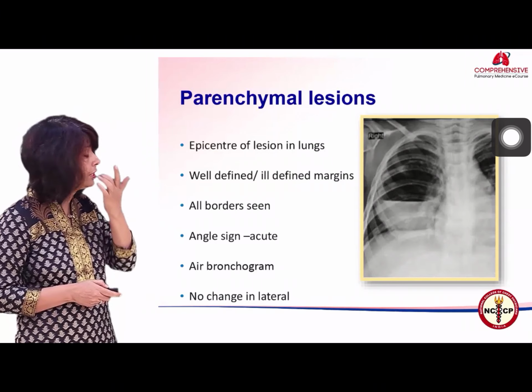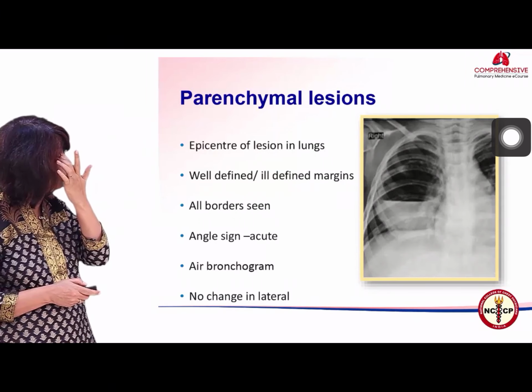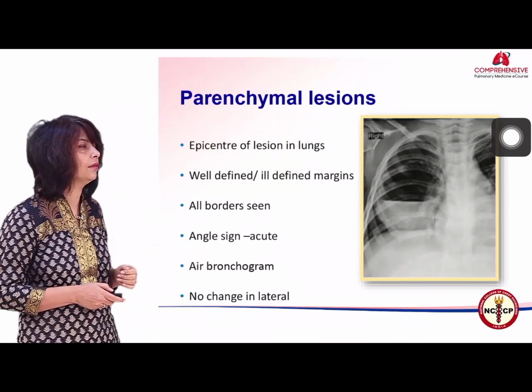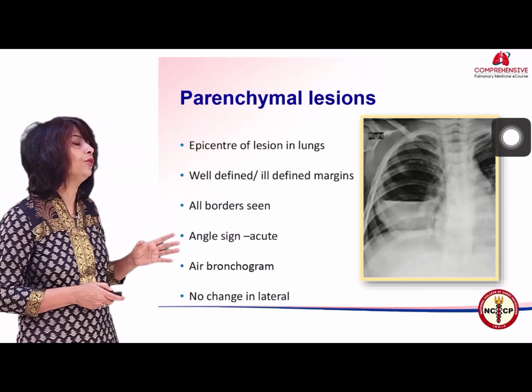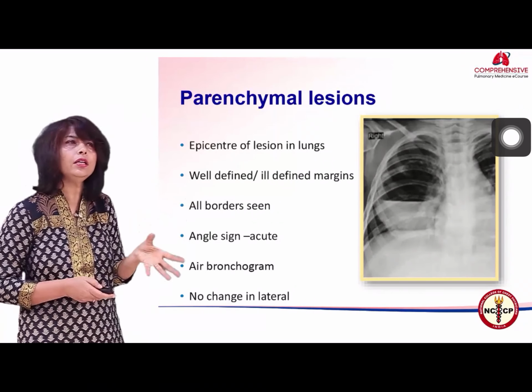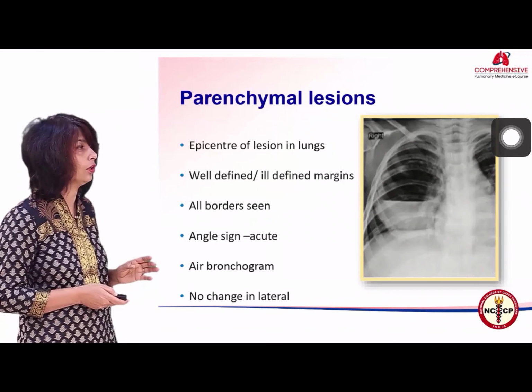This is a cavity with an air fluid level. If it were in consolidation, you would see air bronchogram. We will see examples of these in the subsequent slides. And if you do a lateral radiograph, this round lesion will continue to appear round. Unlike, we'll tell you unlike what.